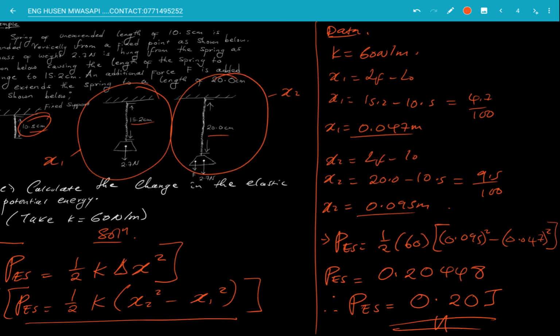So the change in elastic potential energy for extension 2 and extension 1 of this system that we have here is simply 0.20 joules. Another way you can do this is by finding the elastic potential energy of extension 1 and extension 2, then finding the difference of that.